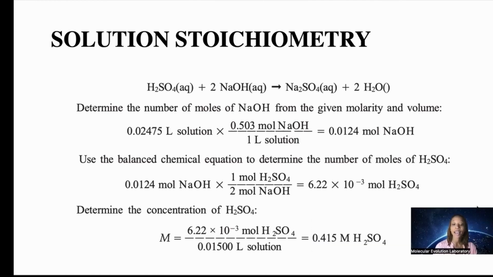Determine the concentration of hydrogen sulfide, H2S, 6.22 times 10 to the negative 23 mole of H2S divided by the solution volume, which is 0.01500. This basically gives you 0.41 mole of hydrogen sulfide.